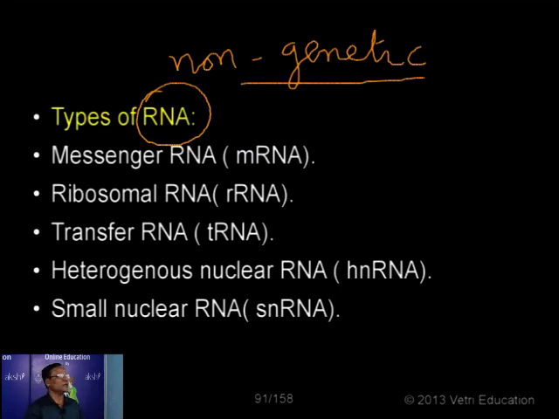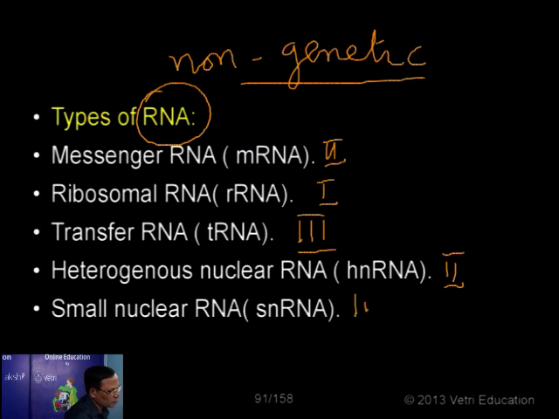But in eukaryotic cells, we have three different types of polymerase enzymes: polymerase 1, polymerase 2, polymerase 3. For example, ribosomal RNA is synthesized by polymerase 1, which we'll talk about later in transcription. Messenger RNA is synthesized by polymerase 2 and transfer RNA by polymerase 3. Heterogeneous nuclear RNA, as it is nothing but pre-mRNA, is synthesized by polymerase 2, and small nuclear RNA by polymerase 3.